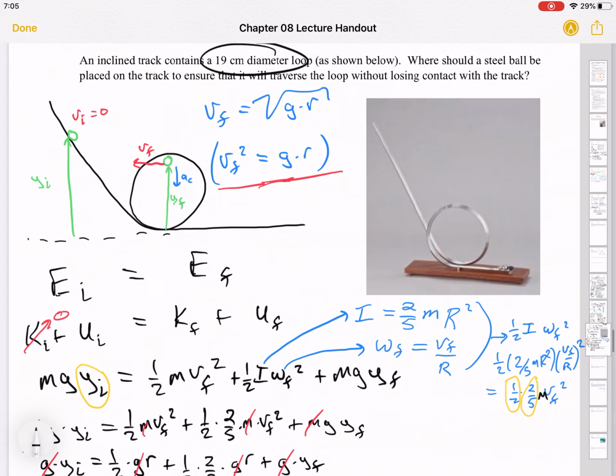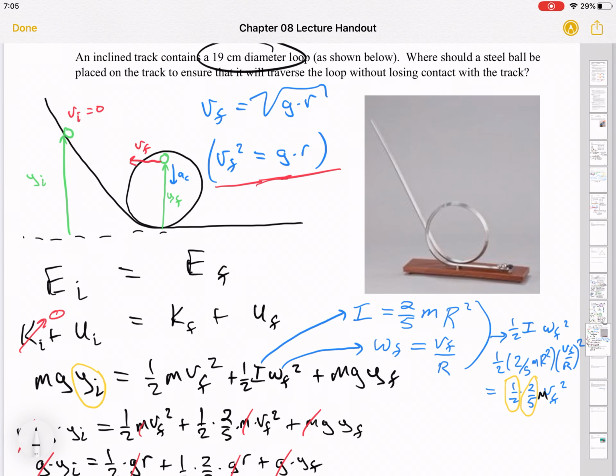Great. So that tells me where I need to go, right? This equals 26 centimeters. And I actually have this exact demo, not with me, but I have done this before. I've placed the ball at 26 centimeters. And you know what happens? It doesn't go through the loop.